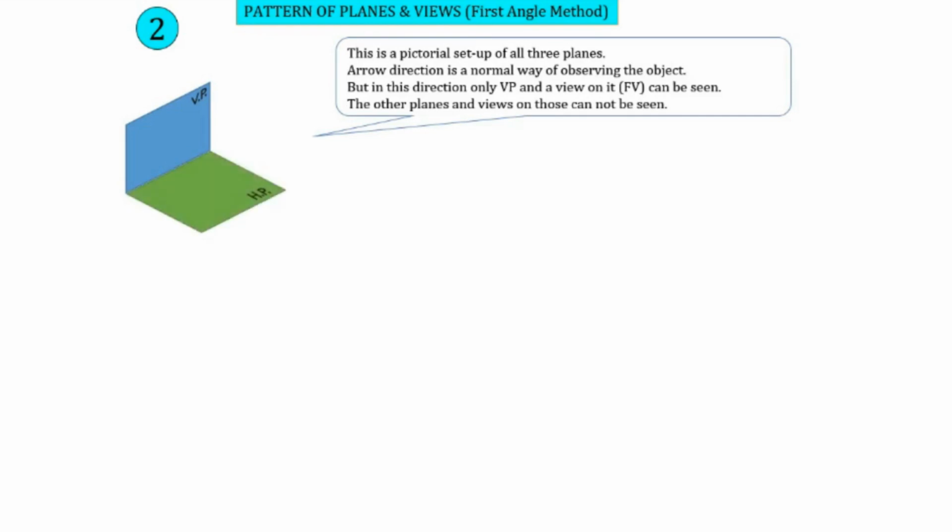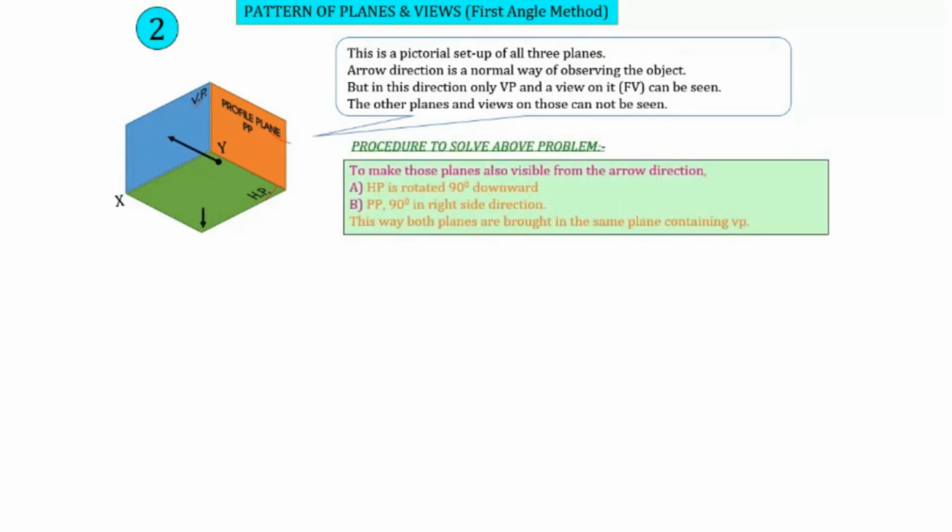So let's see the pictorial representation of all the three planes. So here is the front view, I mean the vertical plane, the horizontal plane, and the profile plane. All the three planes are there. Now this is the XY line that we have already discussed. Now this is the direction of the view in which the front view is made, and this is the direction in which the top view is made, and this is the direction in which the side view, the left side view, is made.